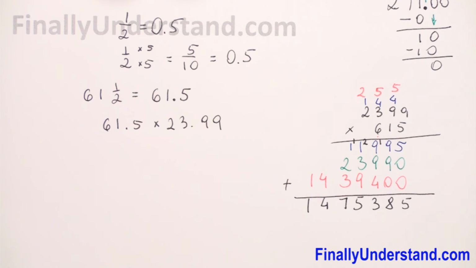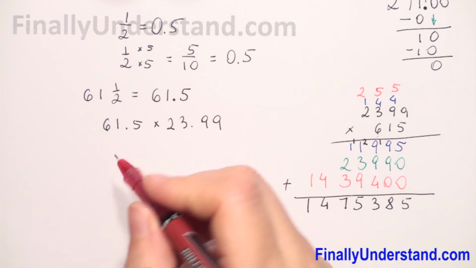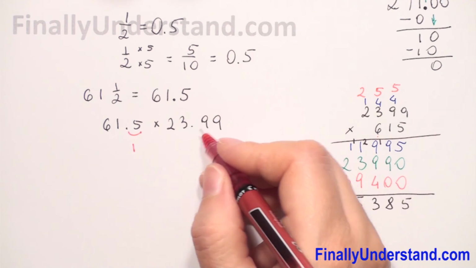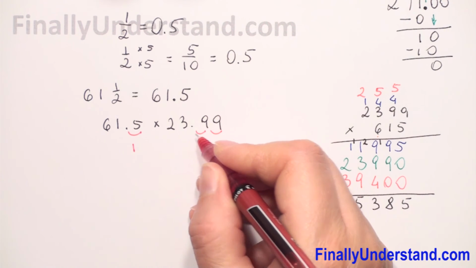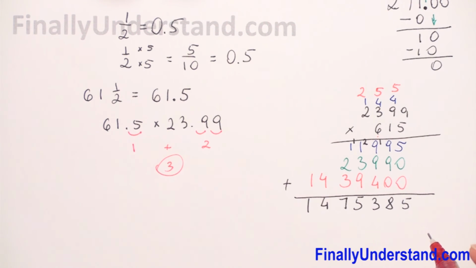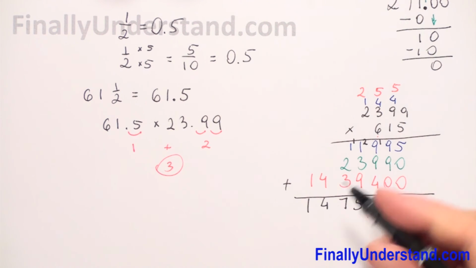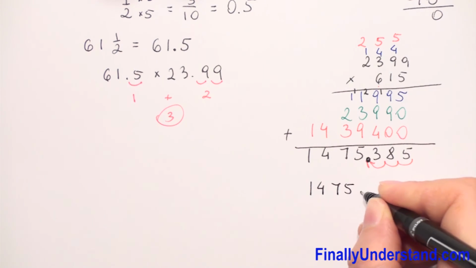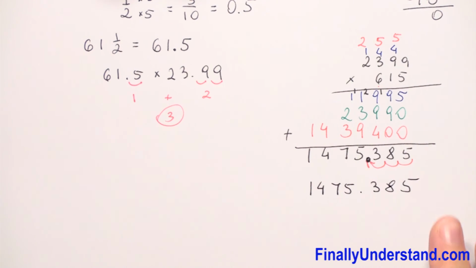Next, we have to check decimal places because we multiplied two decimal numbers. In the first decimal number we have 1 digit after the decimal point, so we have 1 decimal place. In the second we have 2 digits after the decimal point, so we have 2 decimal places. 1 plus 2 is 3. So we need to have 3 decimal places in our solution. So we count from right to left. 1, 2, 3. The decimal point will be between 5 and 3. So we got 1, 4, 7, 5, decimal point, 3, 8, 5.